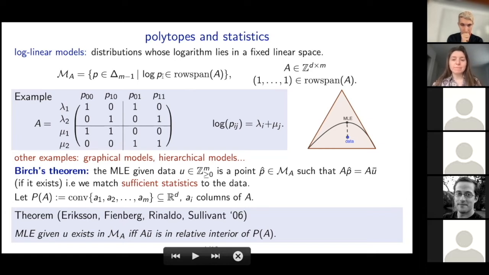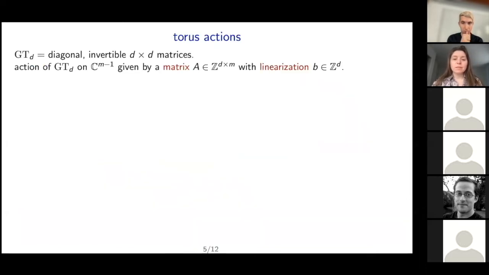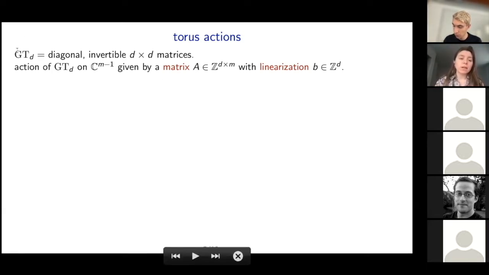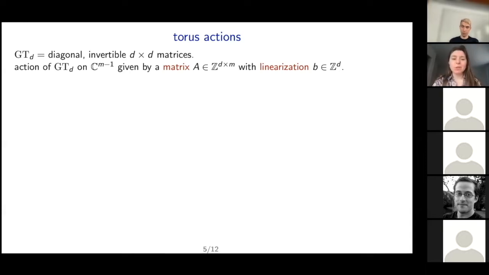Okay, great. So now I'd like to move over to the more invariant theory side, starting with torus actions. So this is the group action I'll be talking about. Firstly, I'll define G_T^D to be the group of diagonal invertible D by D matrices. So these are just given by non-zero complex numbers on the diagonal.